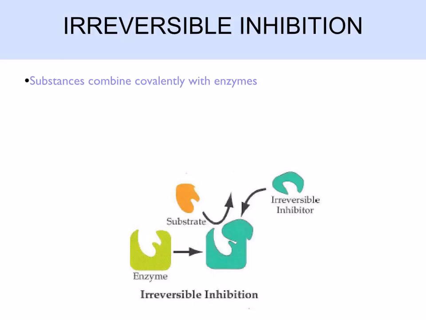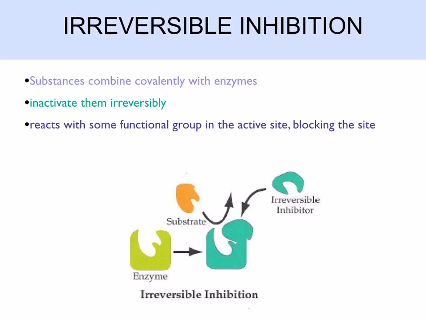So we say that substances that can combine covalently with the enzymes and inactivate them irreversibly are called irreversible inhibitors. They react with some kind of functional group in the active site and they block the active site. Irreversible enzyme inhibitors are toxic.